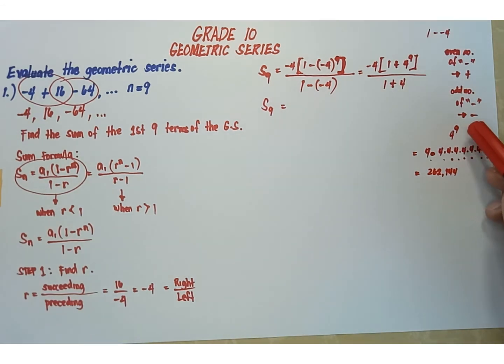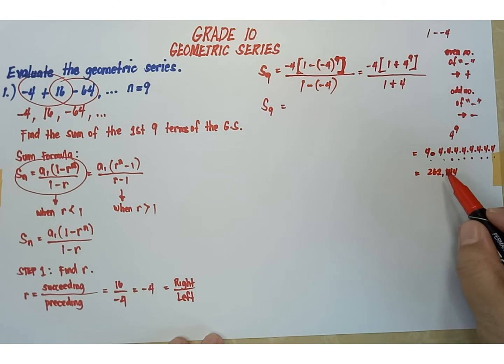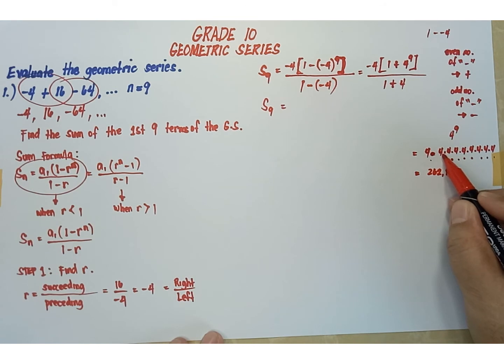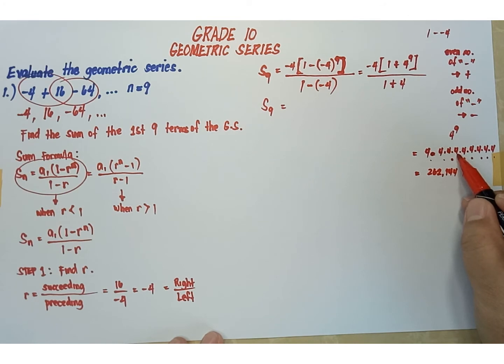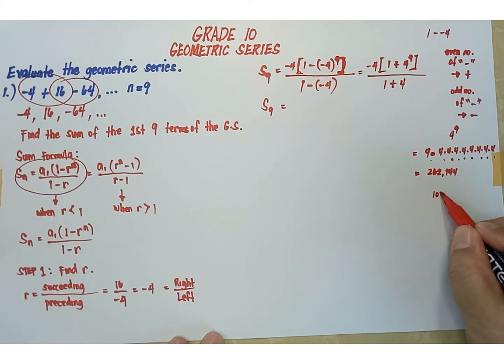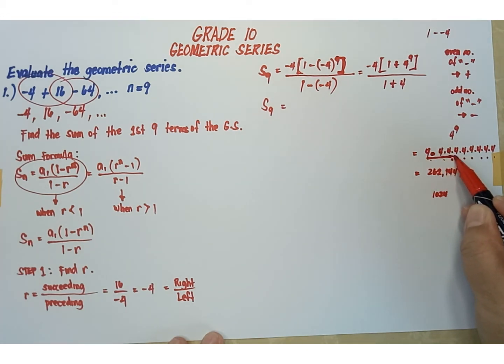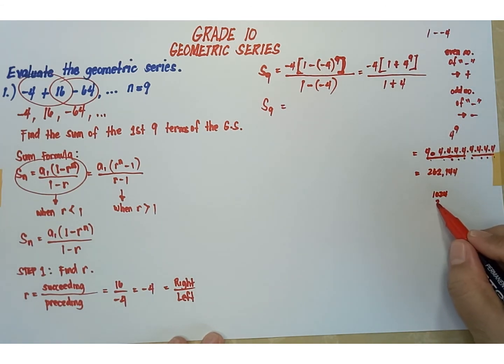Pwede ba ito i-solve manually? Pwede pa yan. Kasi kung hindi ka pa gagamitin ng calculator, 4 times 4, 16, times 4, 64, times 4, 256, times 4, 1,024. 1,024 hanggang dito. 16, 64, 256, times 4, 1,024. Ito namang apat na 4, 256.